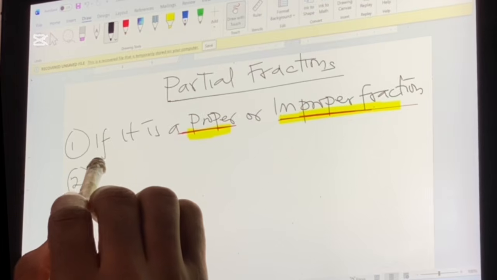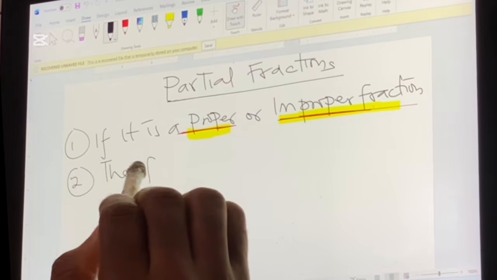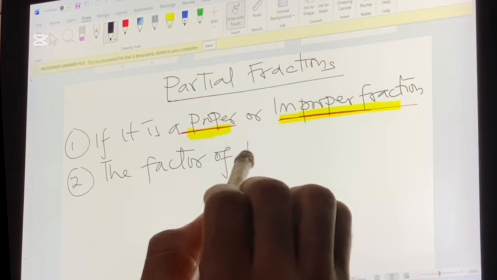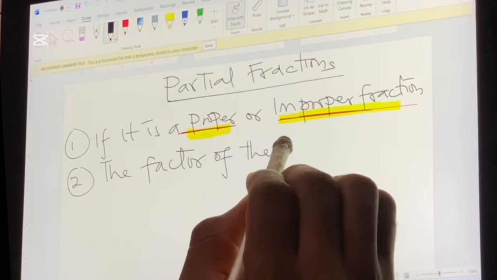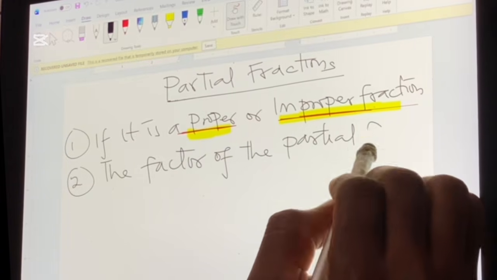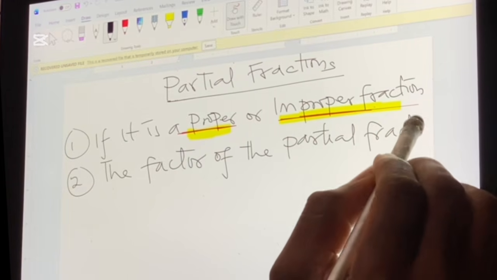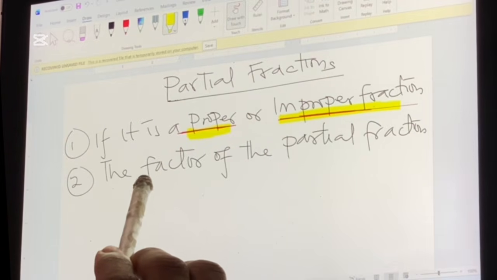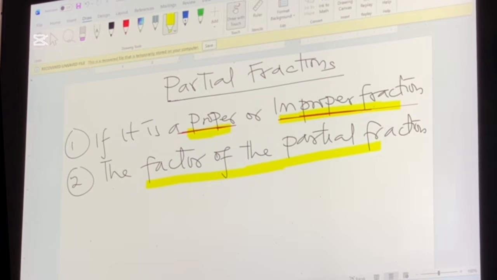The next thing is the factor of the partial fraction. All right. Now the next thing to consider here is the factor of the partial fraction.